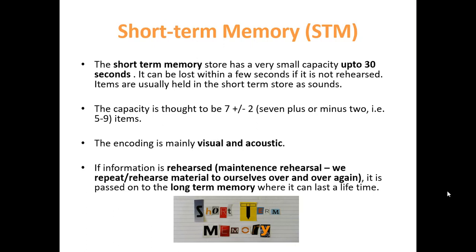In terms of short-term memory, we've been through capacity, so the duration is up to 30 seconds. You've got that Miller's Magic 7, so it holds between 5 and 9 items. Encoding is visual and acoustic, and information, if it's rehearsed, is passed on to long-term memory. So that's maintenance rehearsal, saying something over and over again. Short-term memory, you can abbreviate to STM, but I would write out short-term memory in full if you were talking about it in an exam question.